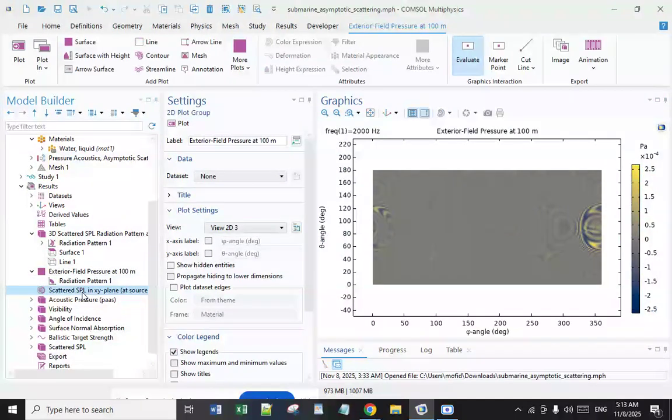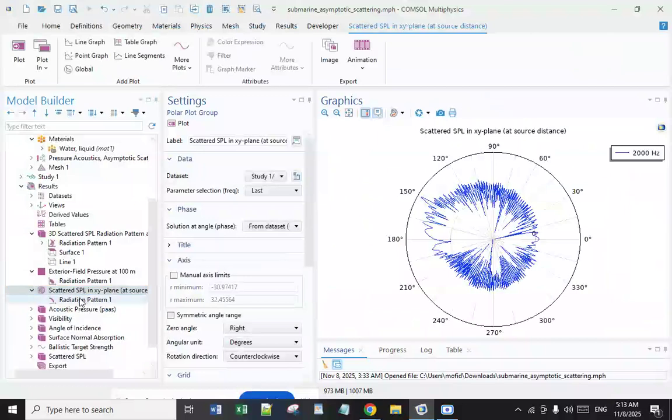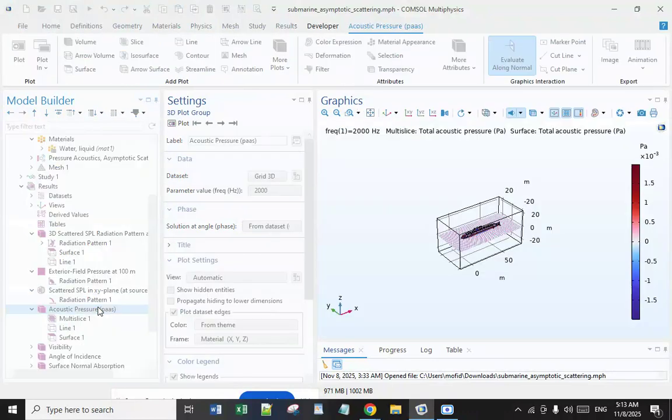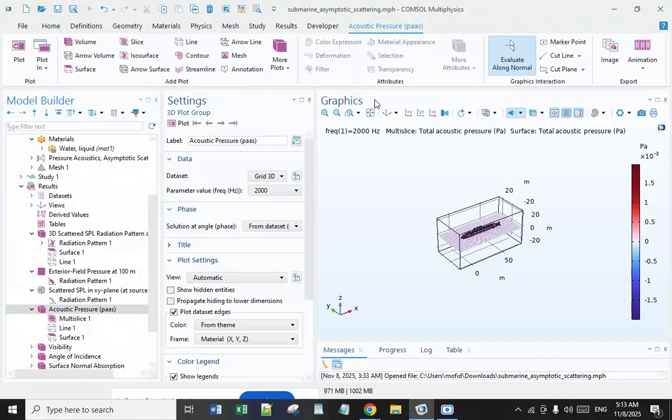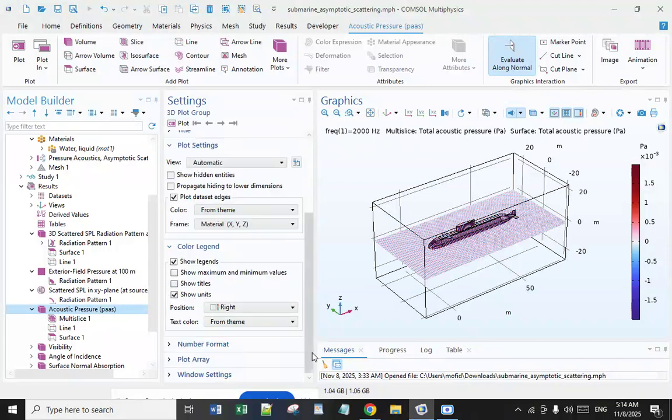The next one is a plot of the scattered SPL in the xy plane. The next one is such as the radar. It has near to zero, up to 360 degrees. And the next one is acoustic pressure. It's based on the Pascal.